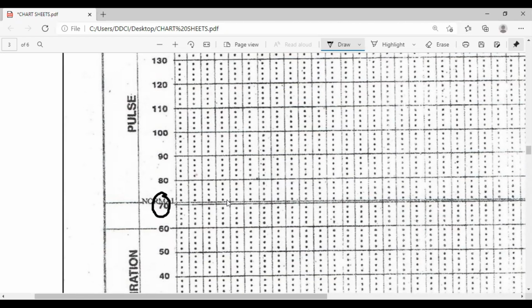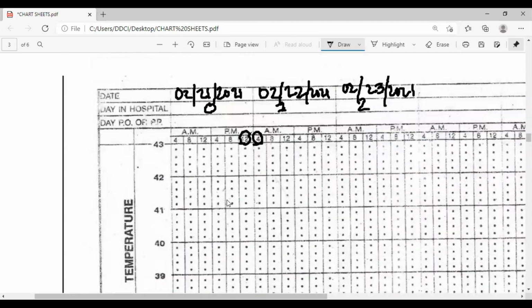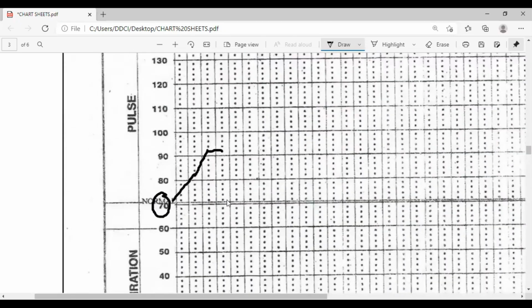Let's say at 8 a.m. the patient's pulse rate was around 82. So you put it here. Then at 12 o'clock, the patient's heart rate was around 92. So put your dot here at around 92, then connect. Then for 4 p.m., it's still the same 92. And then for 8 p.m., you have your 100. So the pulse was 100.